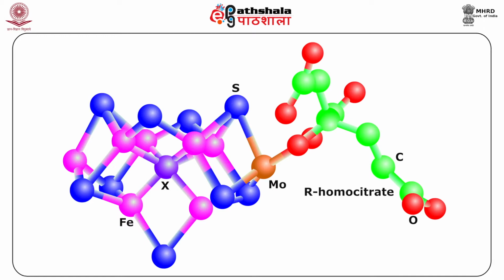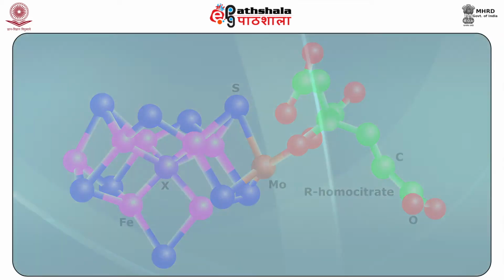Iron molybdenum cofactor is anchored to the molybdenum iron protein by alpha 275 cysteine to an iron atom at one end and alpha 442 histidine to the molybdenum atom at the other end. There is considerable evidence that the iron molybdenum cofactor is a site of substrate binding and reduction.